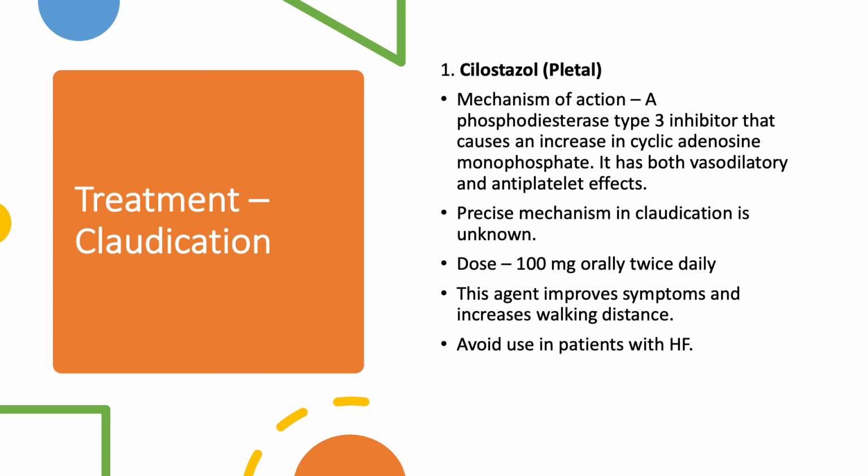When you have claudication, that means pain during exercise or during activity, the agent of choice would be cilostazol. It's a phosphodiesterase type 3 inhibitor. It causes an increase in cyclic adenosine monophosphate and has a vasodilatory as well as antiplatelet effect. The precise mechanism in claudication is unknown. You can give it 100 milligrams twice daily, and this agent improves symptoms and increases walking distance. However, you need to avoid using cilostazol in patients with heart failure. Please take note of this point.